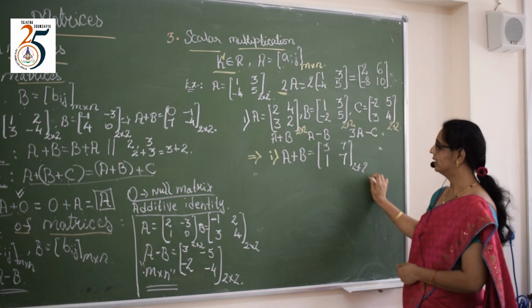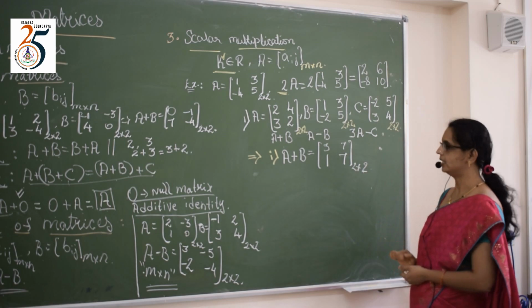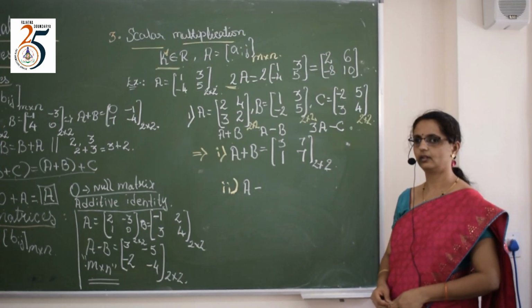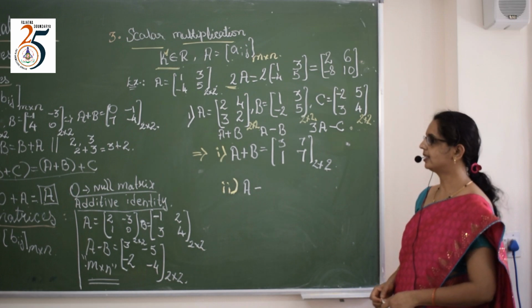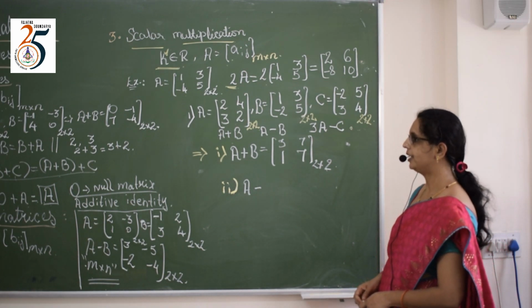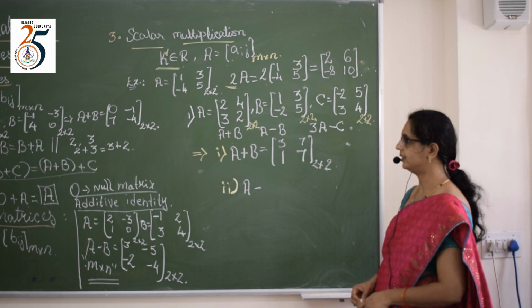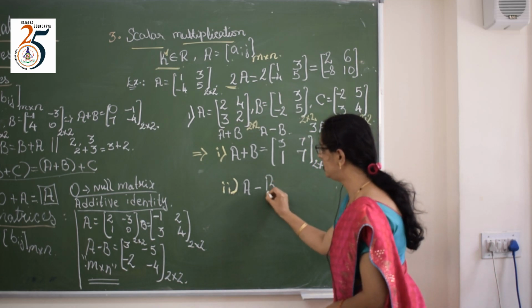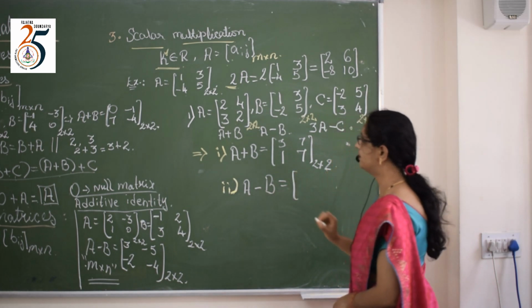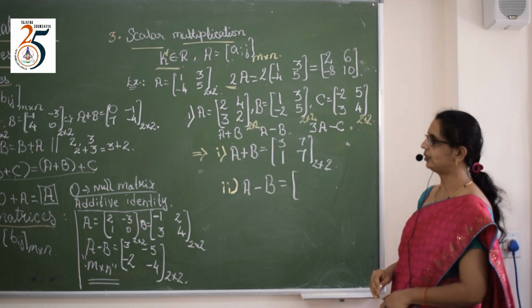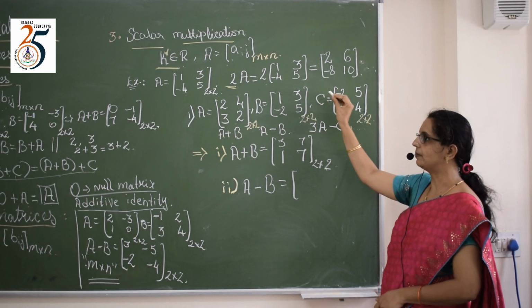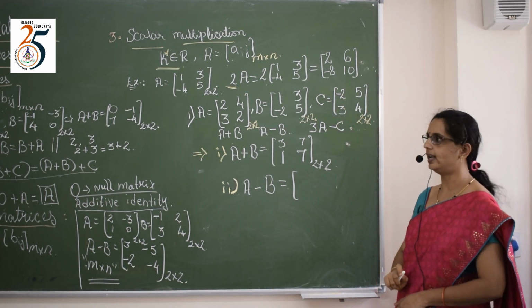What is its order? The order is once again 2 cross 2. Now, let us consider the second bit to be calculated, and that is A minus B. Here, A minus B stands for subtraction of 2 given matrices A and B. Let us now try to subtract the corresponding elements.